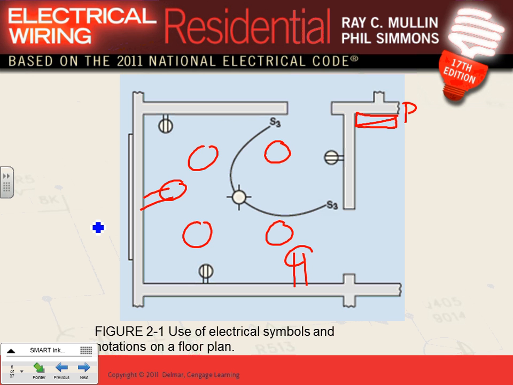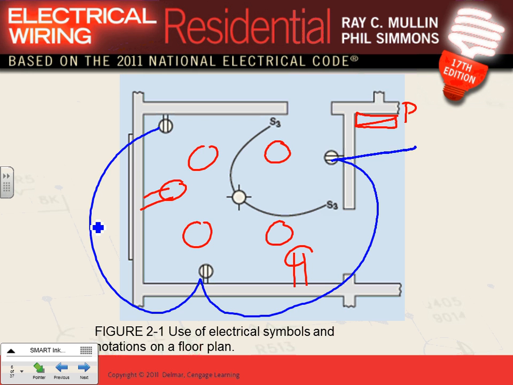Let's go, I decided to single-handedly grab this receptacle, this receptacle, and this receptacle and bring them into a home run. And this is circuit number 1 from P-1. So here's circuit number 1 from P-1. This is what they call a home run.